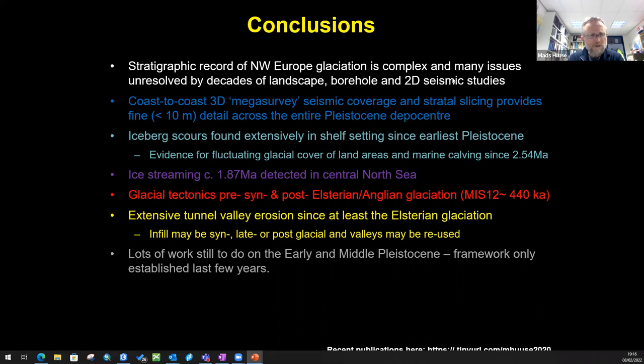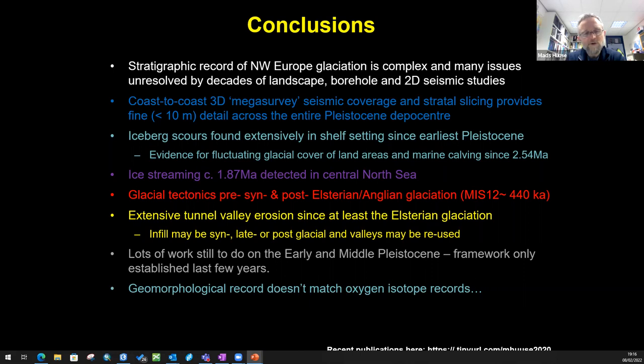And is there one more point? I think it might be. Yeah, and then it's worth mentioning that we think the geomorphological record of glaciation doesn't quite match the oxygen isotope records. Of course, it may be that the North Sea is insignificant in producing oxygen isotope signals, but it would be interesting to see what similar records from North America would say if they exist. Next.